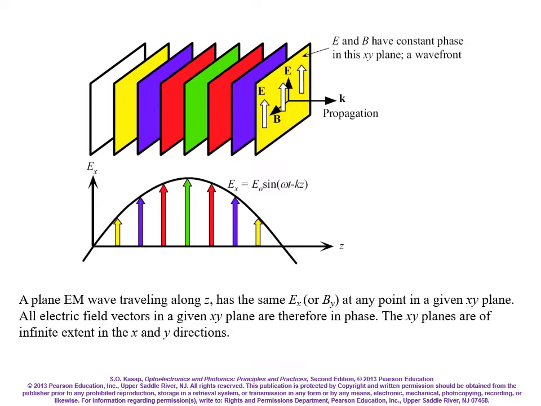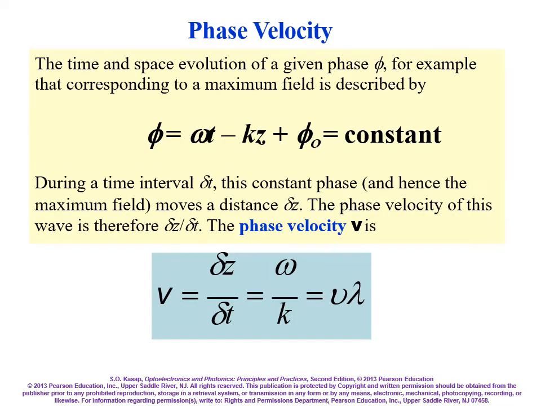Here we are seeing a wavefront where E and B have a constant phase in the xy plane, and Ex becomes E0 sin(ωt − kz). A plane EM wave traveling along z has the same Ex or By at any point in a given xy plane. All electric field vectors in a given xy plane are therefore in phase. The xy planes are of infinite extent in the x and y directions.